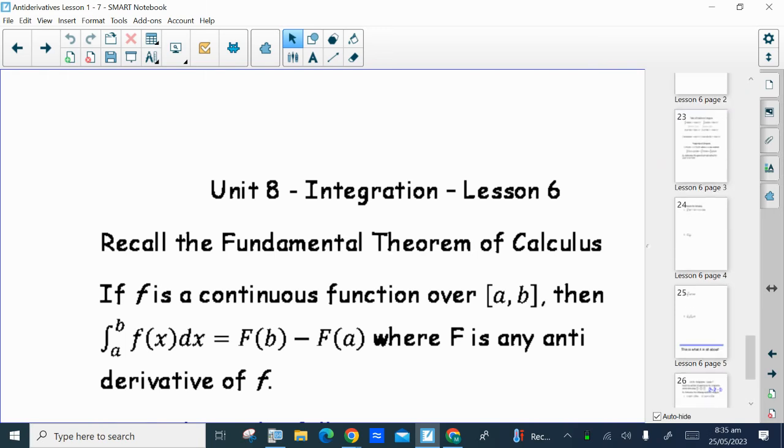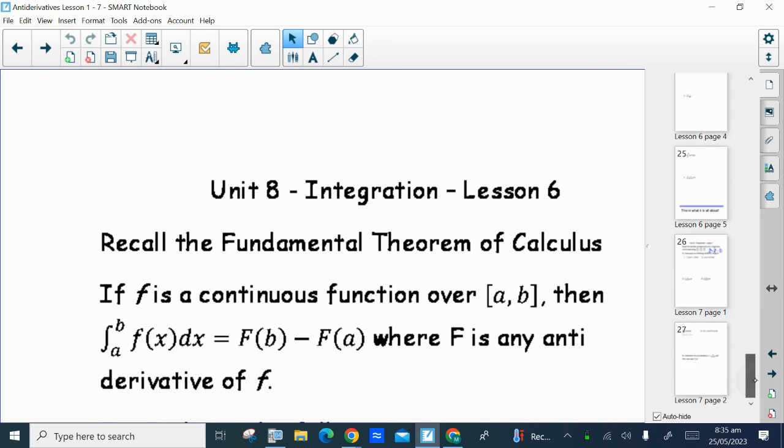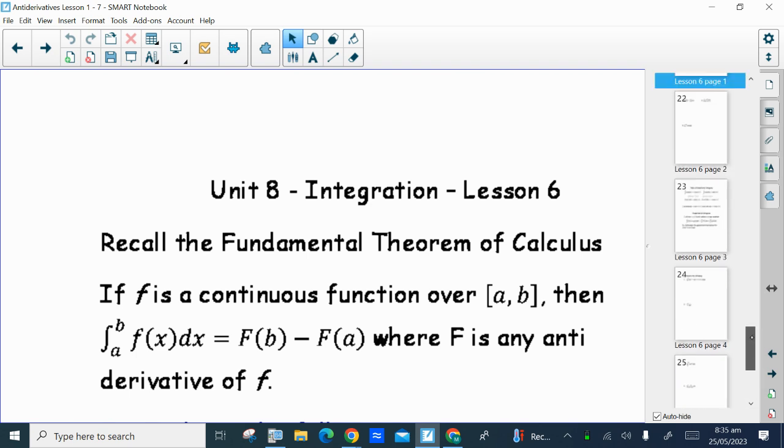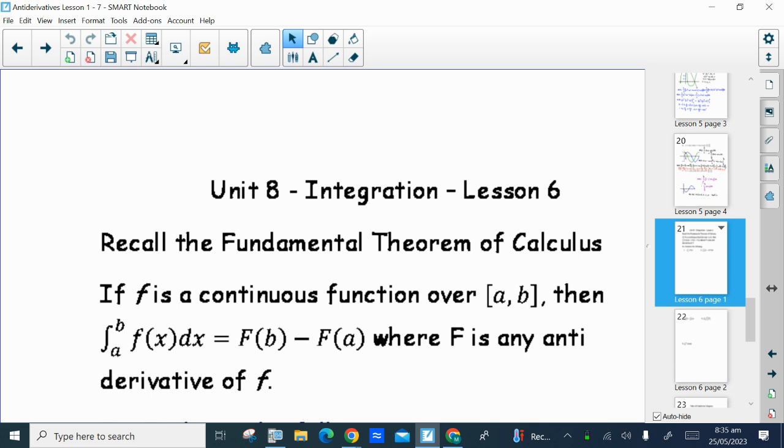So we've got lesson 6, lesson 7, and that's it. 2 more days. So we'll be done this tomorrow. I'll give you guys your review tomorrow so you can start working on it. And we'll have our exam on Tuesday on antiderivatives.